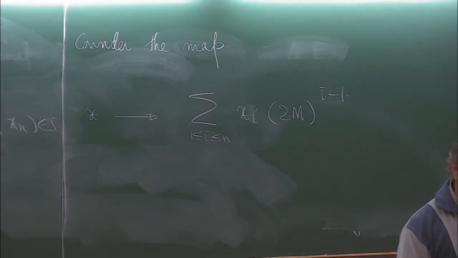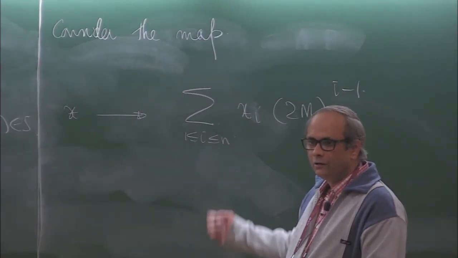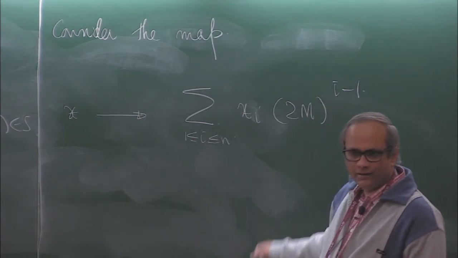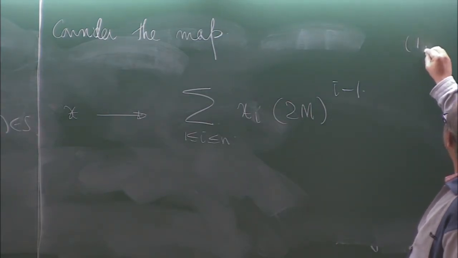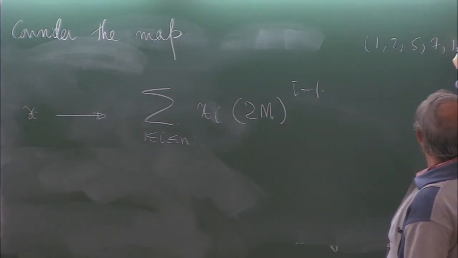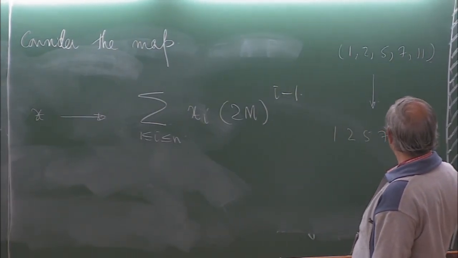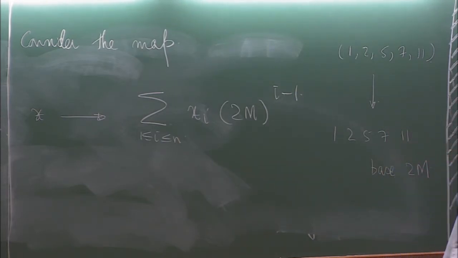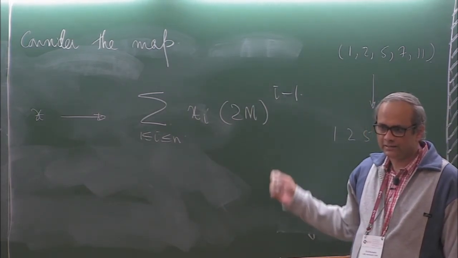Okay, so what this is doing is sending the point with coordinates x1, x2, ..., xn to the integer written in base 2m with those digits. The meaning of this map is that you take a point, let us say 1, 2, 5, 7, 11, and send it to the point which has digits 1, 2, 5, 7, 11 in base 2m. Okay, that's precisely what this is. It sends this to that.